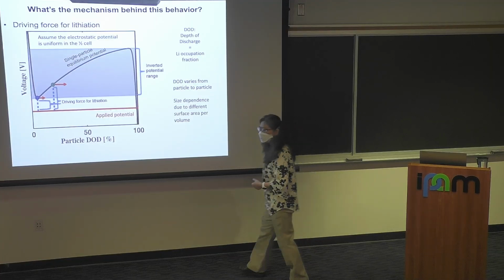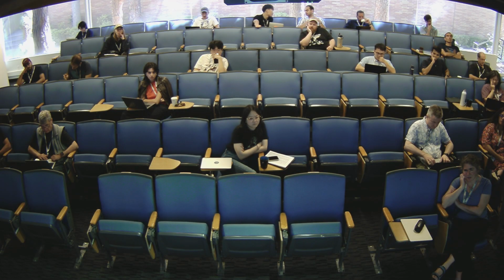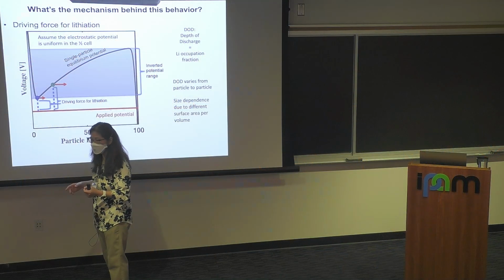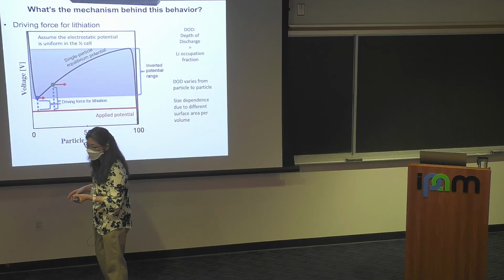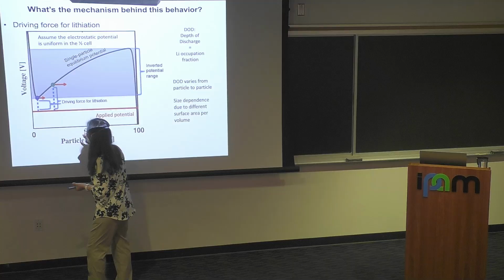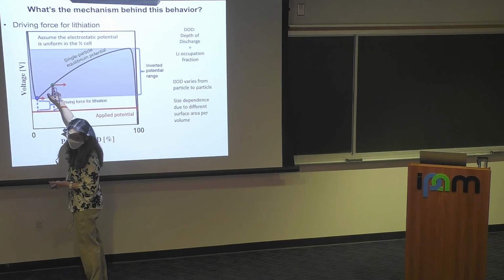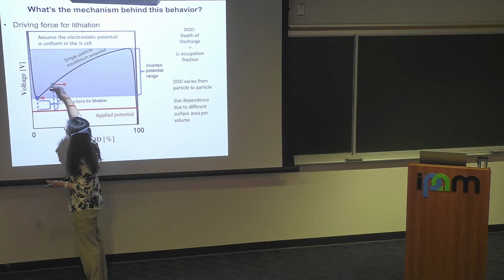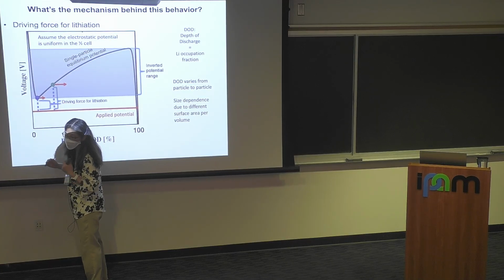Sorry, what is the single particle equilibrium potential? So how can I imagine this? Is this if I kept the particles separately? Single particle, yeah, it's just for the material. It's for lithium iron phosphate. If the applied potential is here, then it's not going to do anything. It's in equilibrium. If the applied potential is anywhere else, then it's going to do something, either lithiate or delithiate.